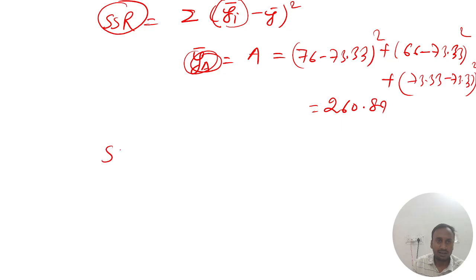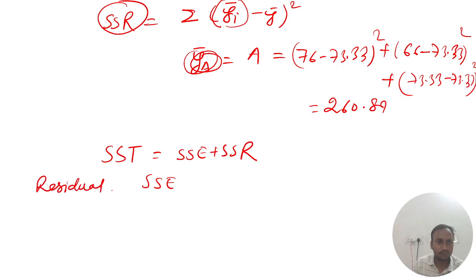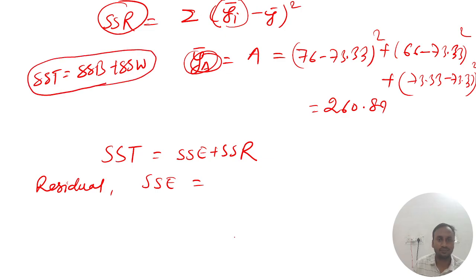So SST we calculated, SSR we calculated. Now SST will become SSE plus SSR, where SSE is actually the residual. Similarly, we had SST equal to SSB plus SSW. Similarly here also. SST minus SSR came to 110.